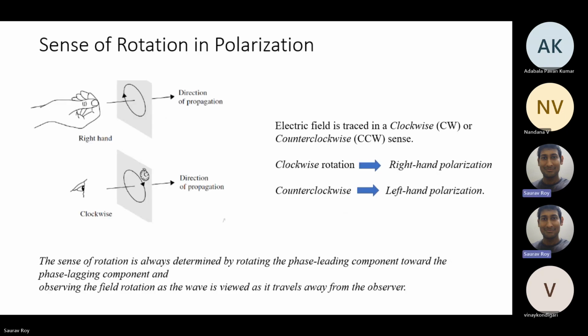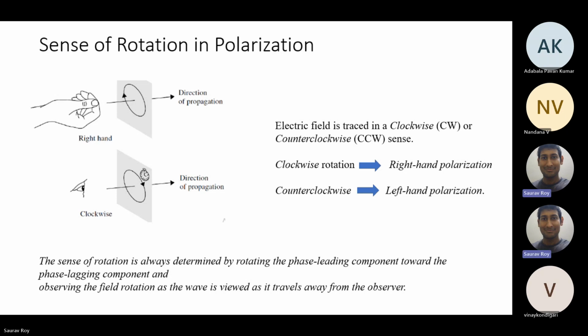Now the most important factor is the sense of rotation. How do you define this polarization? There are many different terms here: clockwise, anti-clockwise, right hand, left hand. So now I will talk about how IEEE defines the rotation or polarization. The first thing is that IEEE says you have to look in the direction of propagation.